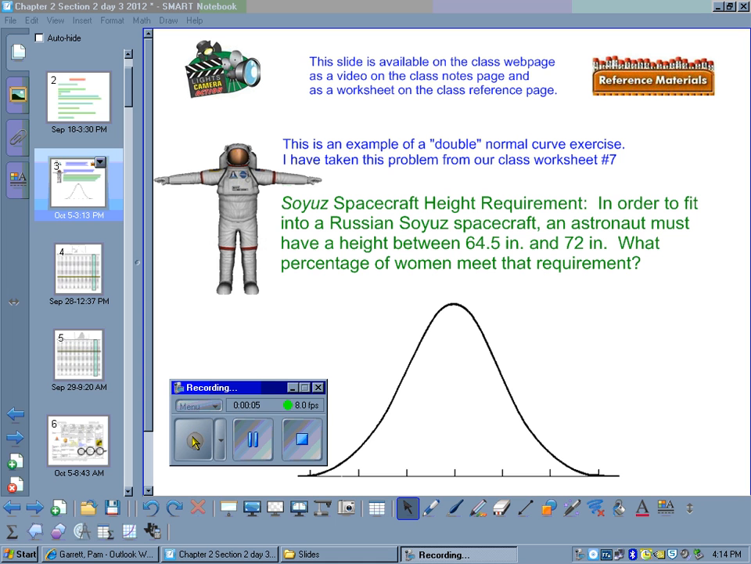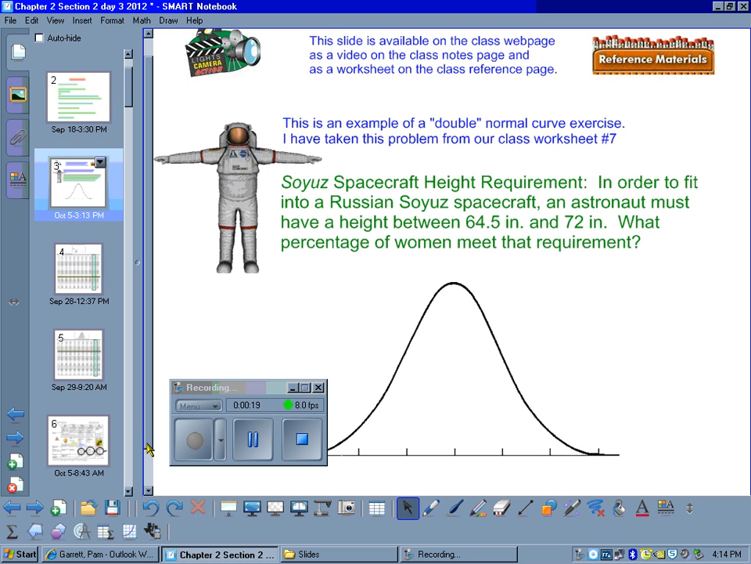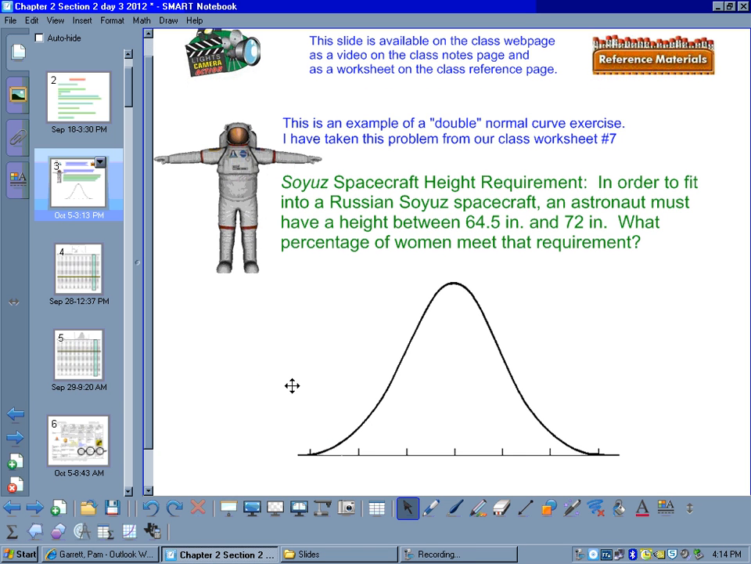This example will demonstrate needing to use two different z-scores in order to find the area requirement. This example was taken from our class worksheet. It is problem number 7. In order to fit into a Russian Soyuz spacecraft, an astronaut must have a height between 64.5 inches and 72 inches. What percentage of women meet that requirement?